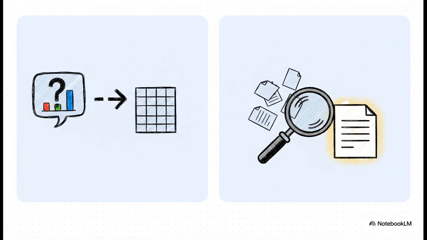Then on the other side, you have Cortex Search. This is for all your unstructured stuff, your documents, your PDFs. It's a semantic search engine that finds the most relevant snippets of text to feed to an LLM. That whole process, by the way, is called Retrieval-Augmented Generation, or RAG. It's what helps the models give you answers that are actually based on your company's data.